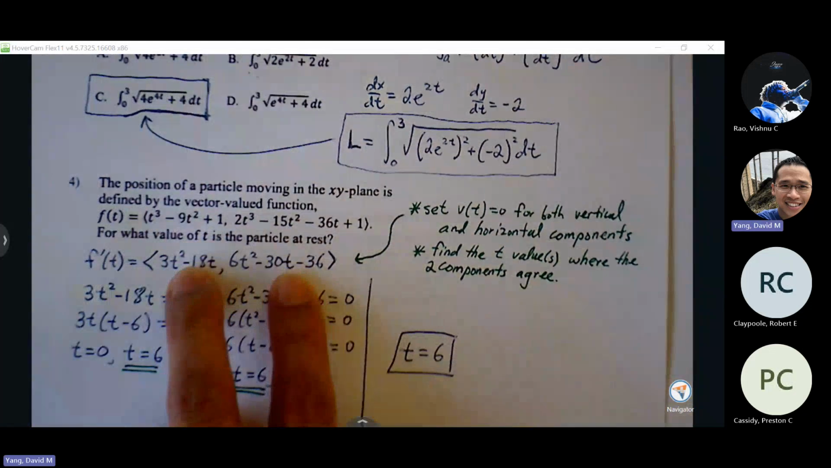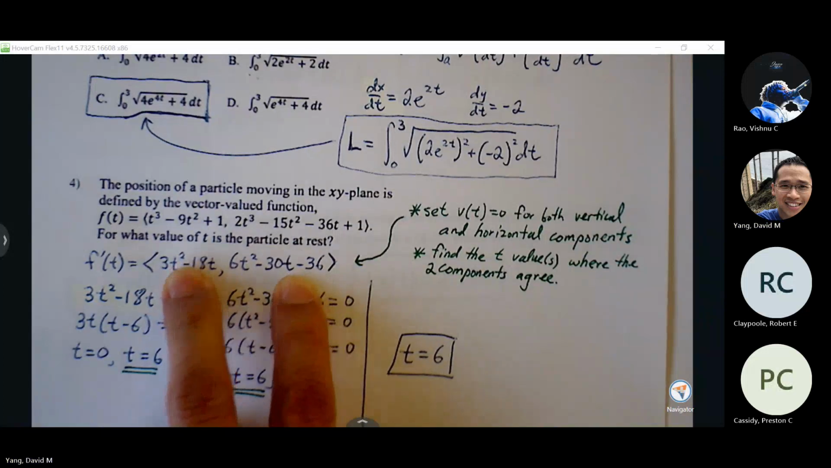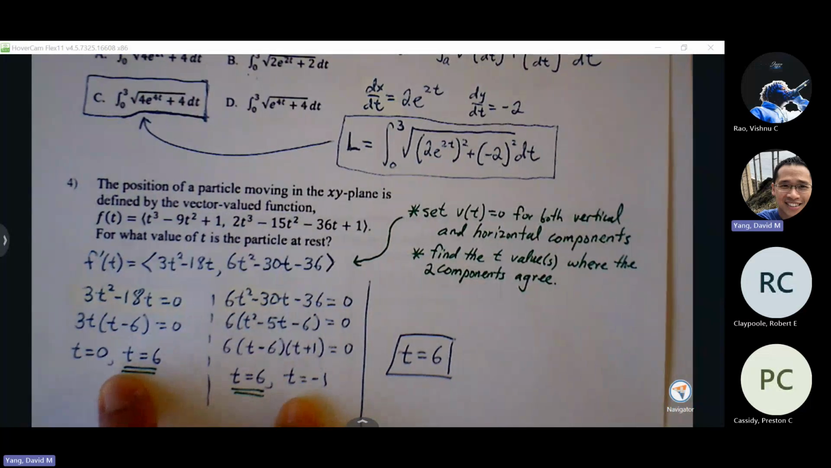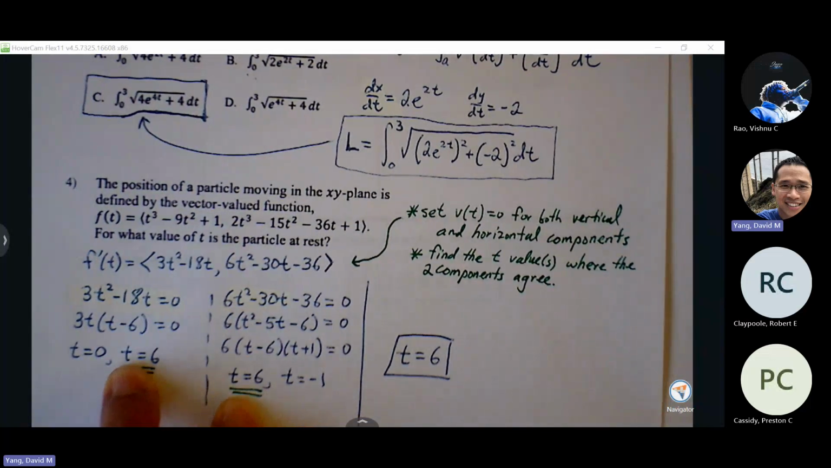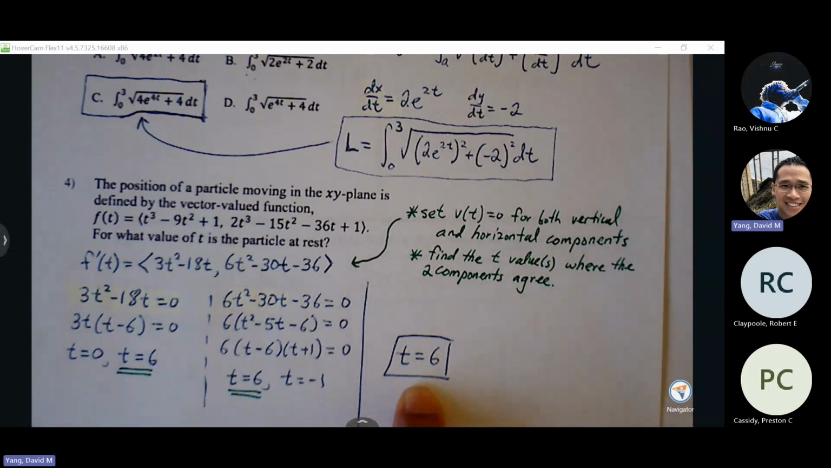So we find our velocity component, our f prime vector, and then we set both equal to 0, and we solve for t, and we look to see when they are both going to be stopped. So they're both going to be stopped at t equals 6. So that's going to be when the particle is at true rest, when it's not moving horizontally, when it's not moving vertically, t equals 6.